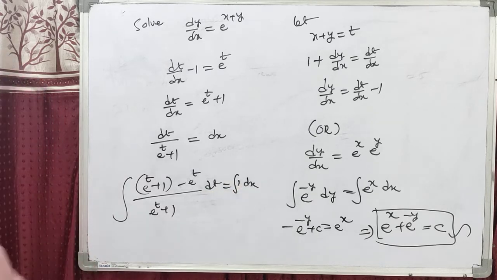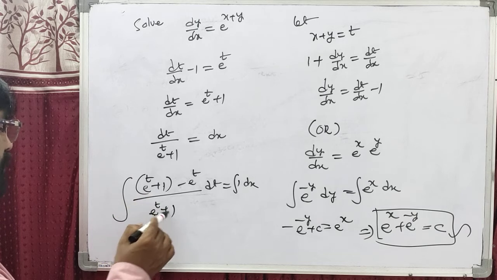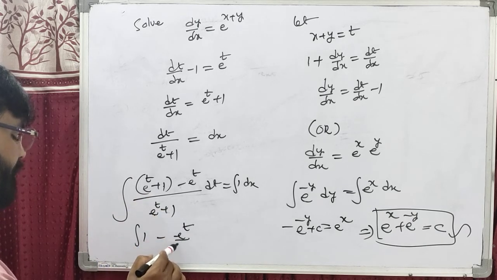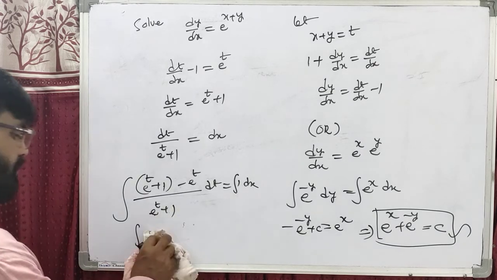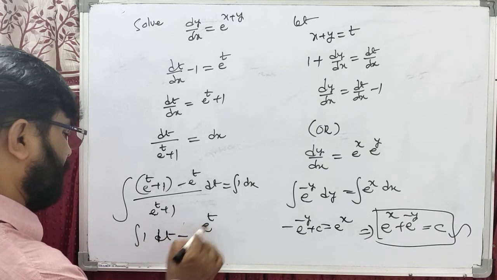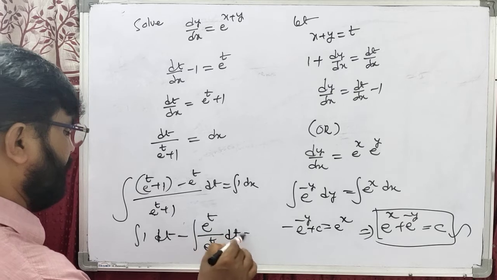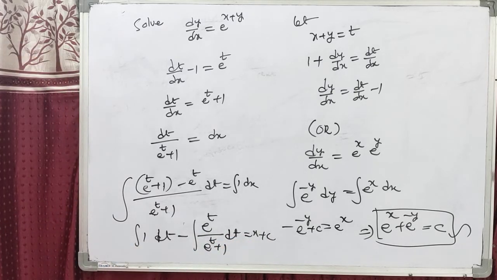Dear students, what do you get here? You can observe that (e^t + 1)/(e^t + 1) is 1, minus e^t upon e^t + 1. So this is the integral of 1 dt minus the integral of e^t/(e^t + 1) dt equal to x + c. The integral of 1 dt is t.